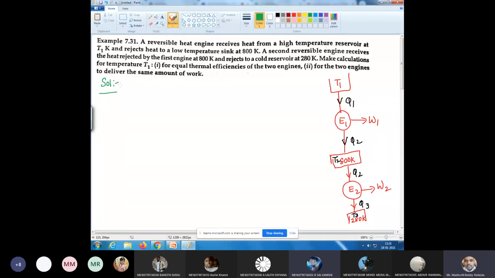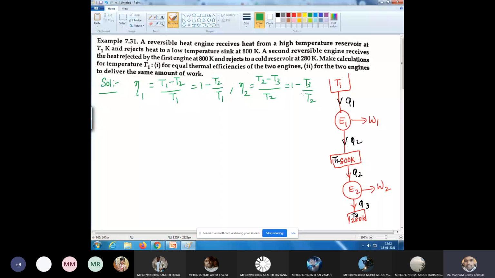Right. Now, so we know that efficiency formula is equal to work done by heat supplied. Work done is equal to heat supplied minus heat rejected. Let us write in terms of temperature. For the first engine, I am writing work done over heat supplied is equal to (T1 minus T2) divided by T1, which is equal to 1 minus T2 by T1. Similarly, for engine 2, I can write (T2 minus T3), where T2 is the supplier and T3 is rejected, divided by T2. That is equal to 1 minus T3 by T2.